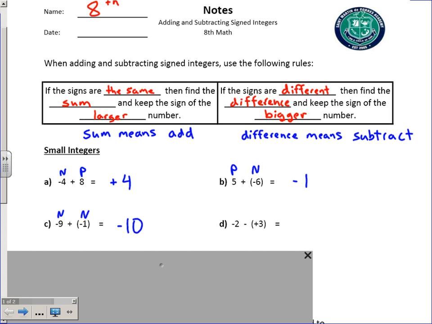All right, B. First number is negative. Second number is negative. Same signs. Find the sum. Keep the sign of the bigger number.